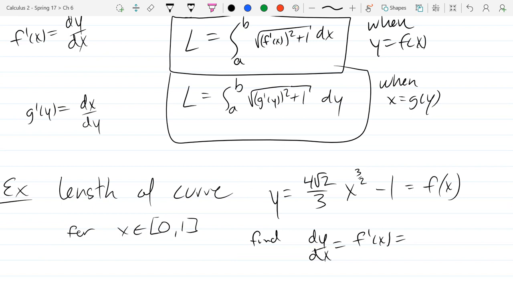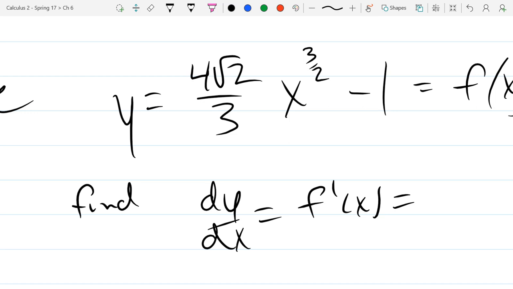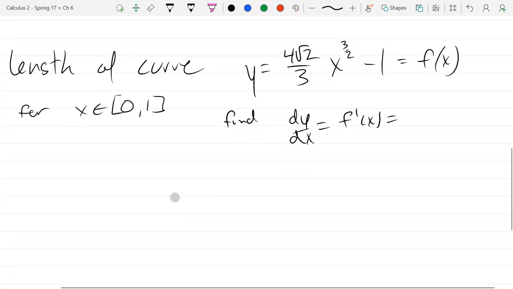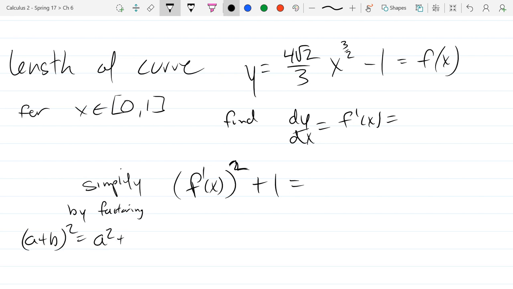And do this right now. And just to warn you, that coefficient in front of x to the 3 halves power is there very specifically on purpose. It will allow you to factor it out nicely once you plug it all in. So once you find f prime, let's try to simplify f prime squared plus 1. And I'll give you a hint, that's how it will factor.